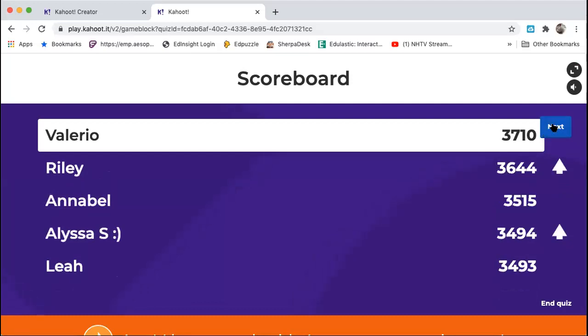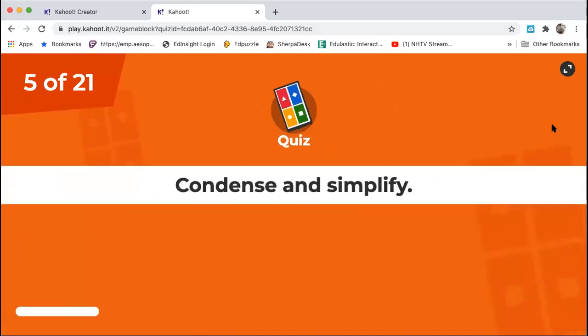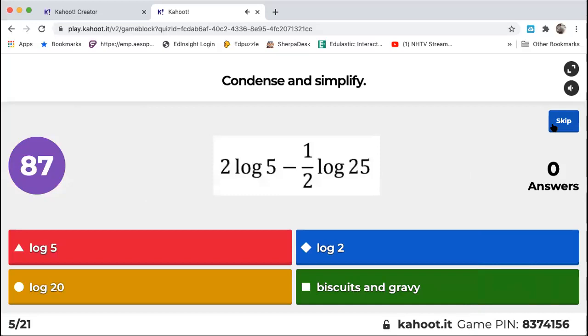People moving up in here. Anybody like biscuits and gravy? I could eat biscuits and gravy with a side of eggs, maybe.